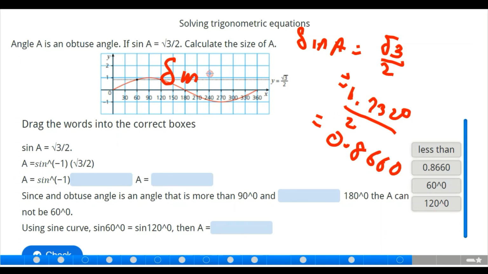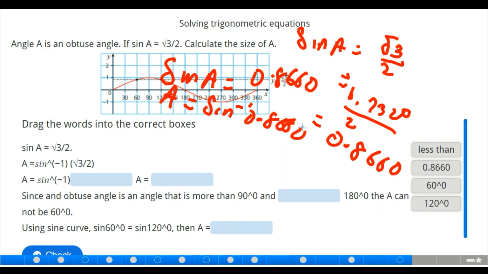So remember we said we have sine A equals 0.8660. For us to get A, we take the arc sine of 0.8660, and arc sine 0.8660 will give us 60 degrees. Now A cannot be 60 degrees. Why can't A be 60 degrees?